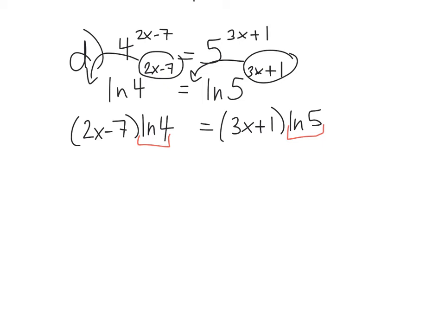Okay, now ln of 4 and ln of 5, again, I could type this in my calculator, get some weird little decimal. They just represent numbers. So I'm just going to treat them like a number. Okay, so I'm going to distribute my number to both pieces. Now, when I write this, I write it kind of weird, so just bear with me.